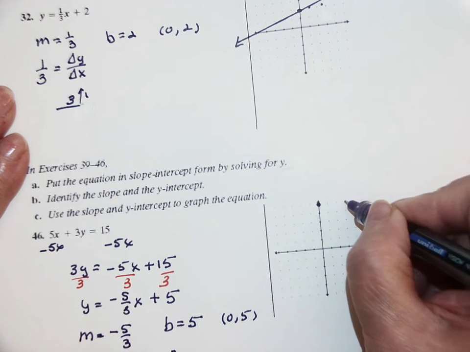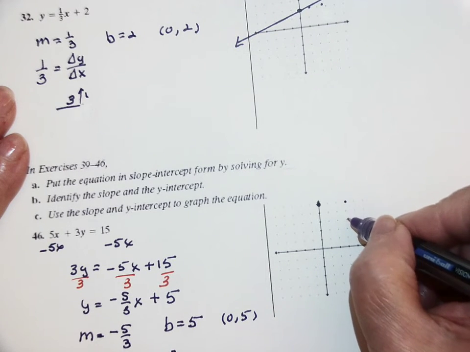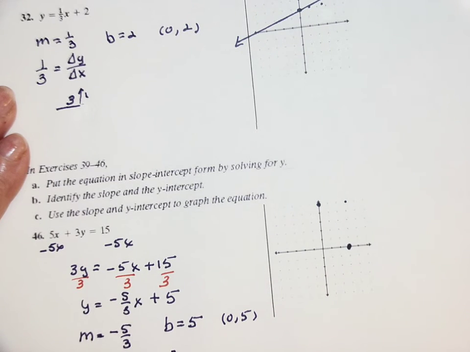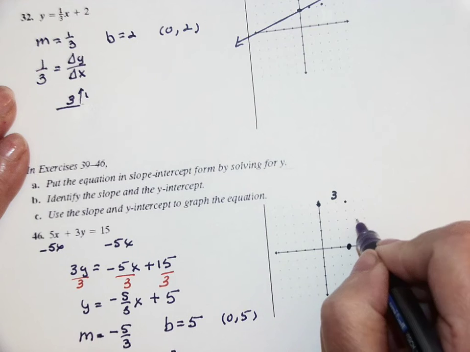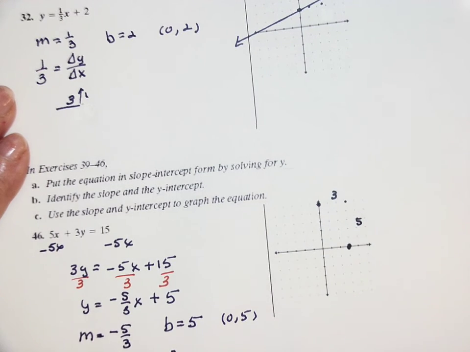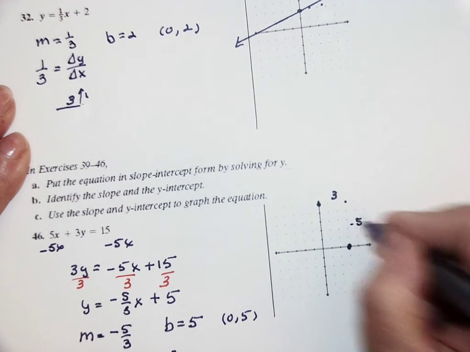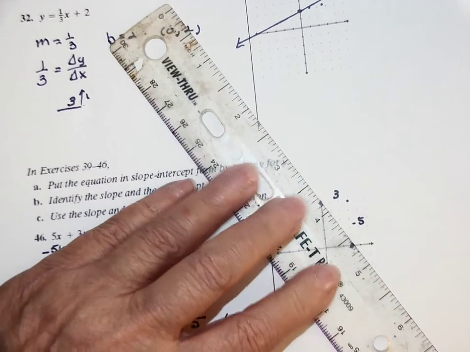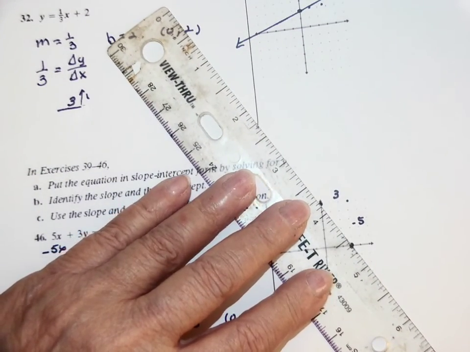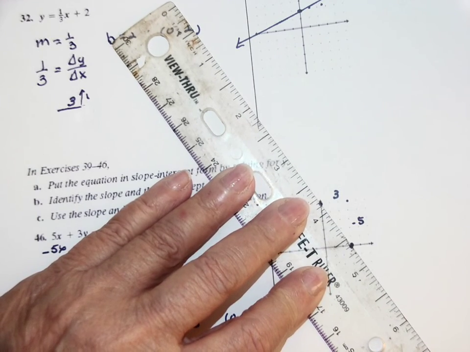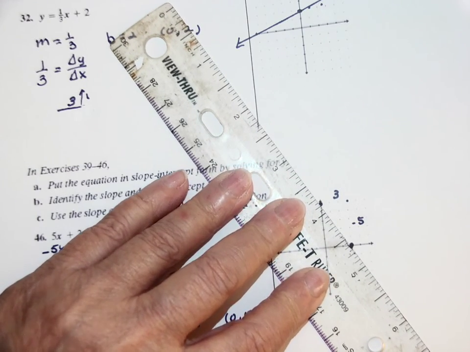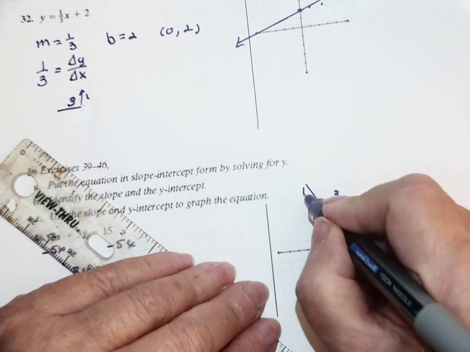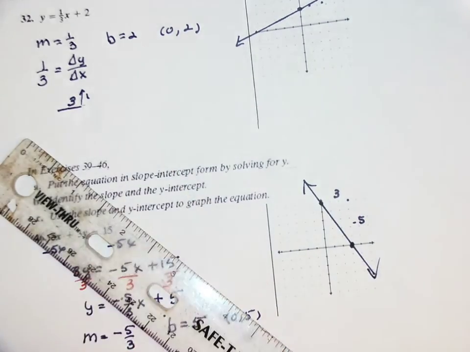Over 3, down 1, 2, 3, 4, 5. So over 3, down 5. So that's a minus 5. And then I draw my line. And there he is.